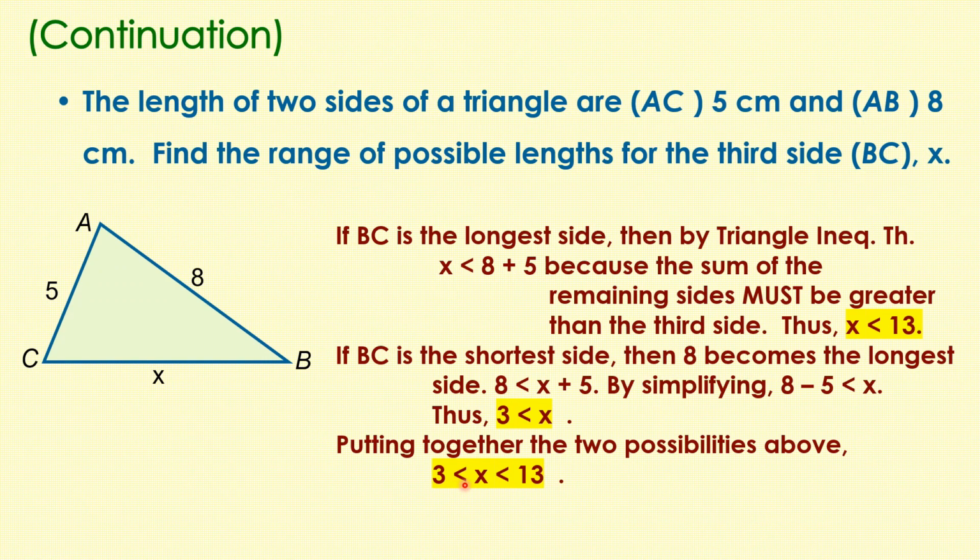Take note of the inequalities. It is the less than sign. 3 is less than x and x is less than 13. That means you have to choose a number between 3 to 13, excluding 3 and 13.